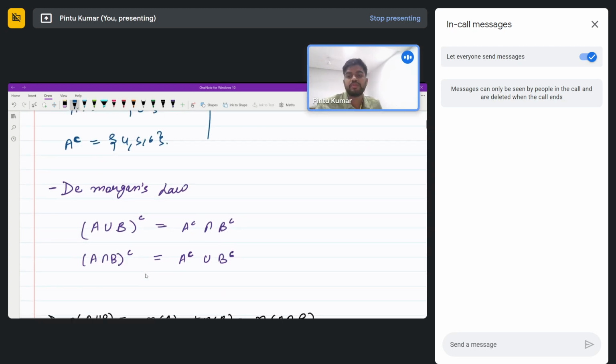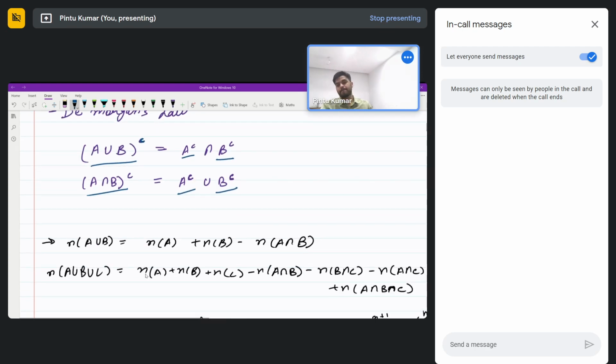There is something known as De Morgan's law, which is related to sets. The symbol C on the top is for the complement. De Morgan's law says that if you take A union B and take its complement, this is the same as A complement intersection B complement. Another form of De Morgan's law is that if you take the complement of A intersection B, it is the same as A complement union B complement.